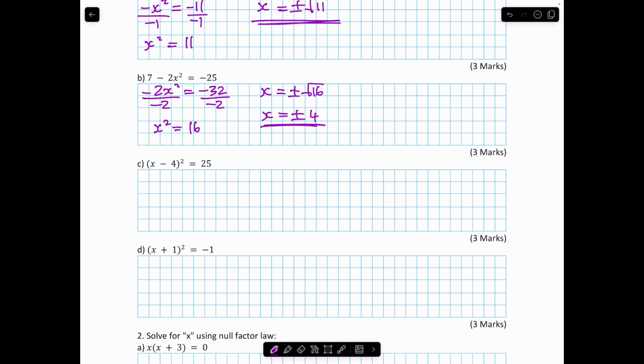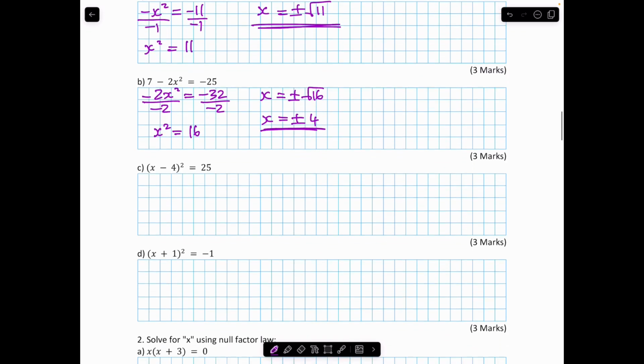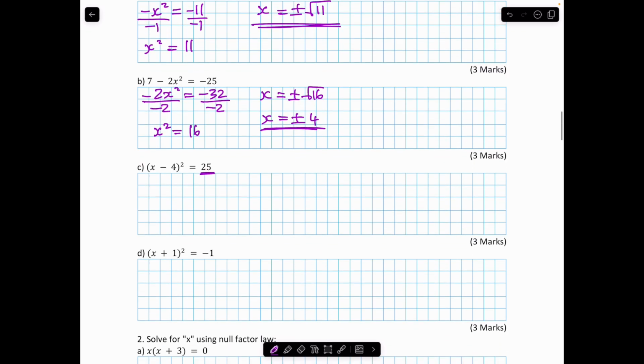Here it looks weird, but it's still an x squared is equal to k. K is greater than 0, so it's going to be x take 4 is equal to plus or minus the square root of 25. 25 is a square number, so you've got the x take 4 on the left-hand side after we've removed the squared is equal to plus or minus 5. And then the opposite of taking 4 is adding 4, so you've got 4 plus or minus 5. So x is equal to 4 plus 5, 9, or 4 take 5, negative 1.